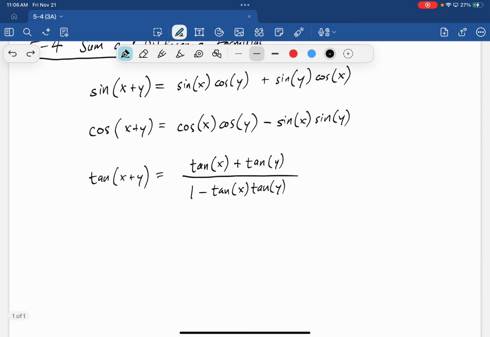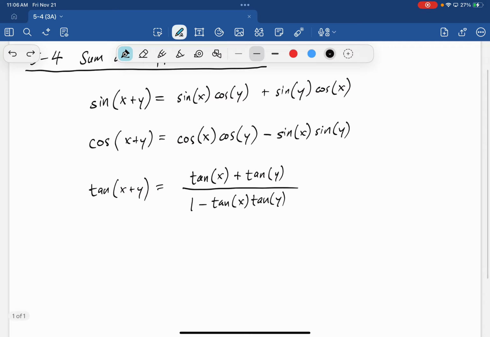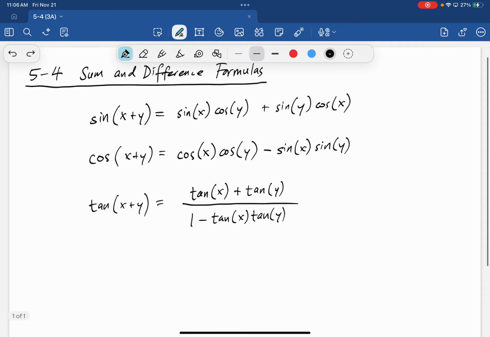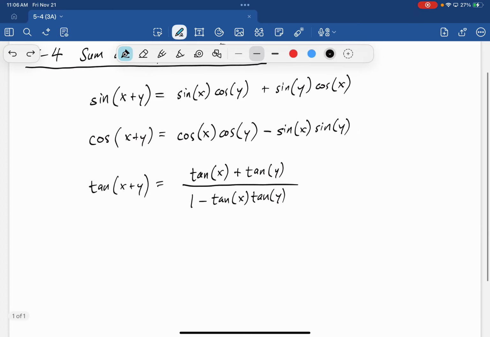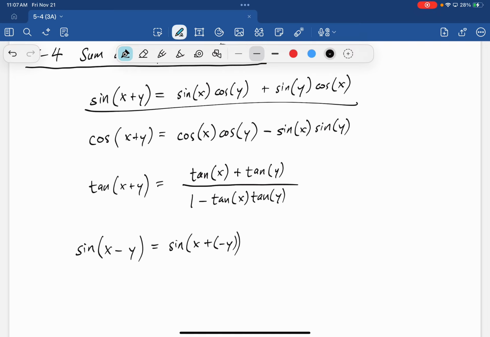Okay, let's next do the difference formulas. Thankfully, they're very easy to memorize once you've memorized the addition formulas. So my recommendation is to first have these memorized very well, and then the subtraction formulas will come very naturally. Let me explain how you can derive the subtraction formulas based on these. Subtraction formulas help us do sine x minus y. But you can simply realize that x minus y is simply x plus negative y.